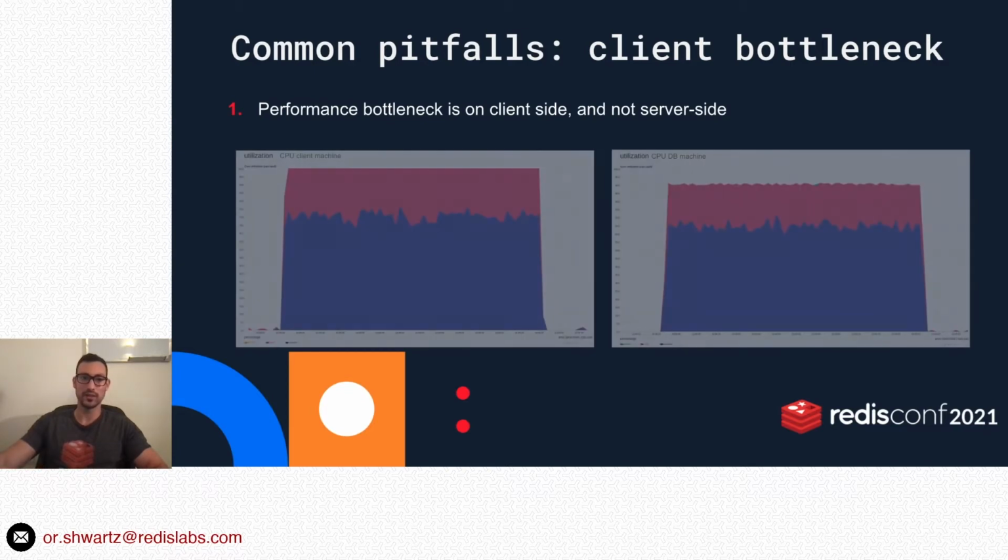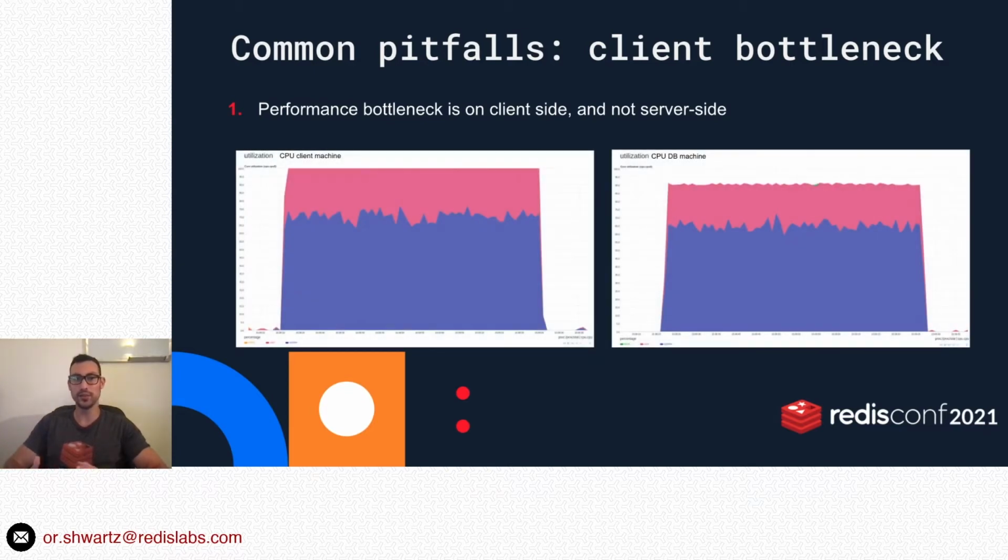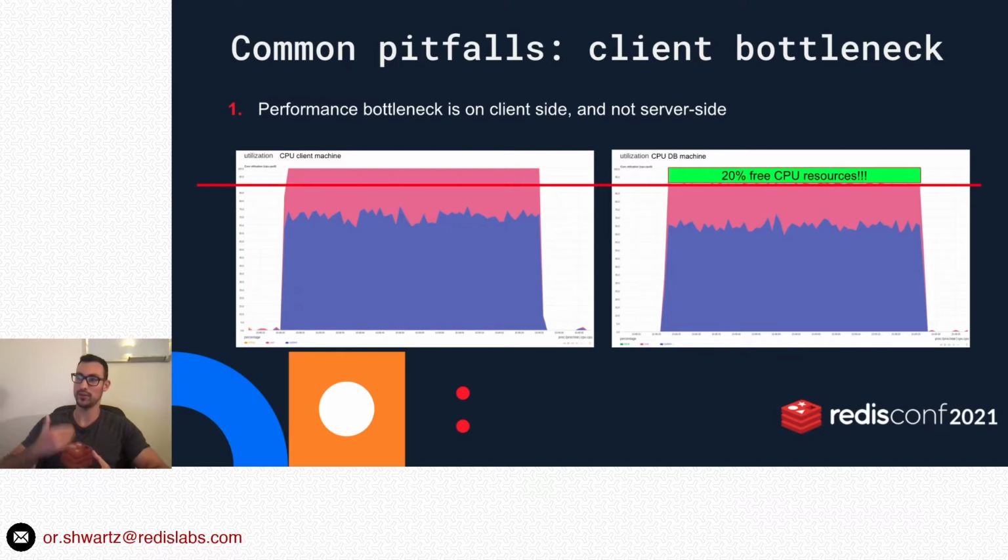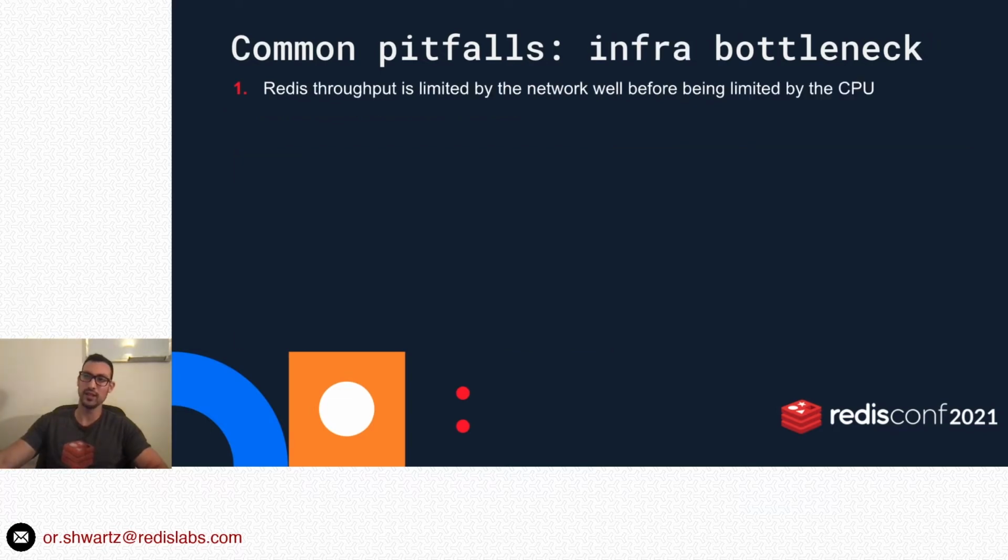For example, we can see here two CPU utilization graphs, and we can clearly see that the DB is far from reaching the limit. There are 20% extra CPU resources. So when you are checking the results, make sure you really reach the database limit and are not jumping to conclusions because you reached the client limit. Now the second common pitfall that we saw a lot, and it's going to have the same conclusion.